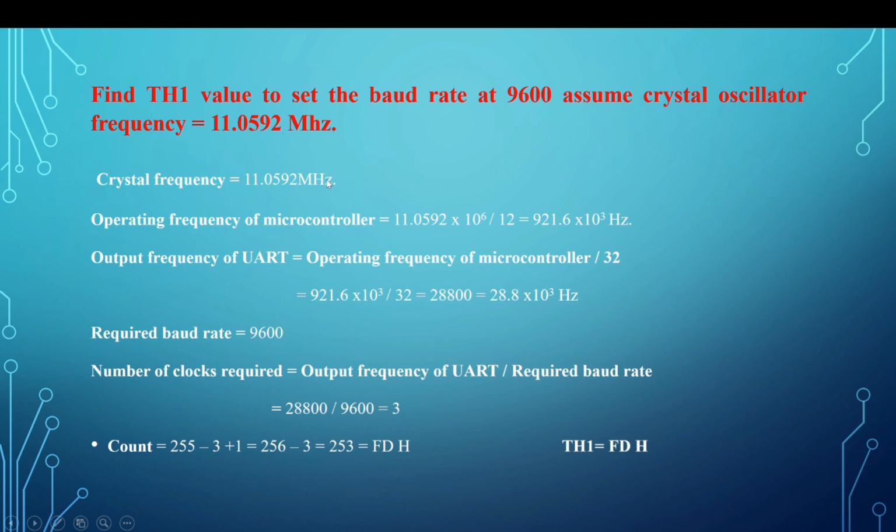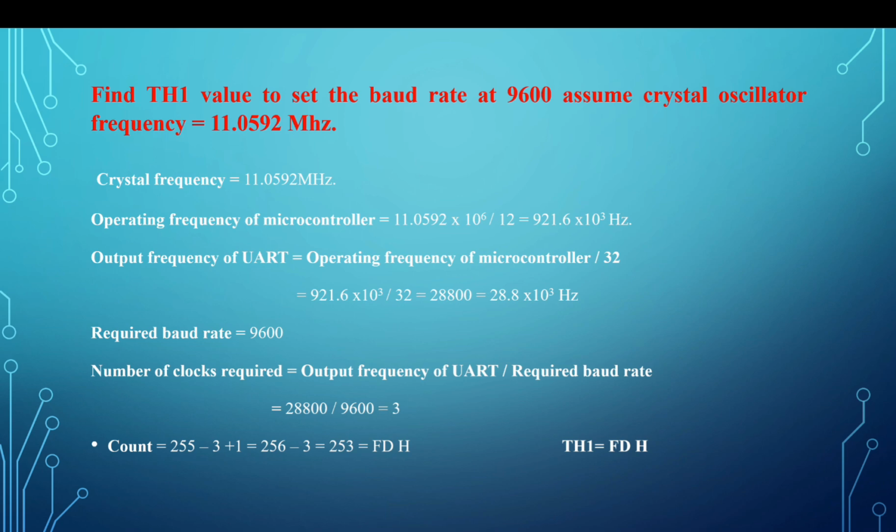Why such an odd figure? 11.0592. Why not 12 megahertz or 11 megahertz? The reason is the IBM PC has some baud rates: 2400, 4800, 9600, etc. So the PC has to communicate. So I want to communicate with the IBM PC.